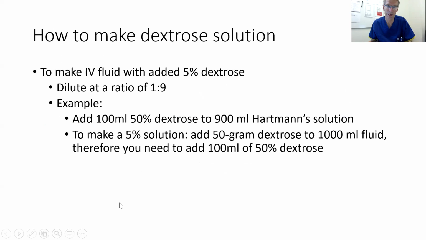I've talked about how to make up IV fluids. I think you add 100 mils of 50% dextrose to 900 mils of Hartmann solution. What you get is a 5% glucose solution. It could be with normal saline or with Hartmann's, but it's better with Hartmann's solution. That's Hartmann's solution plus 5% glucose.